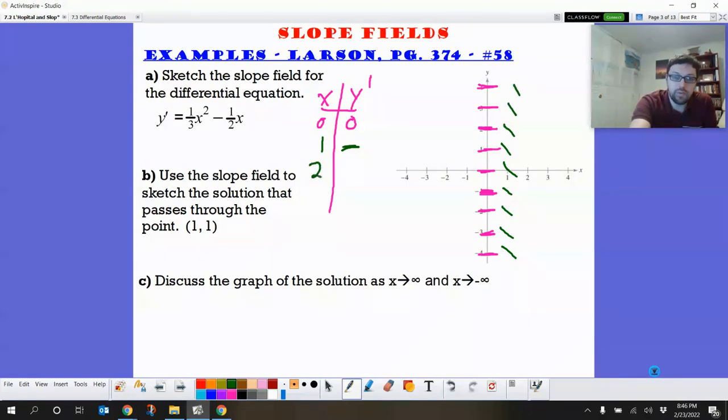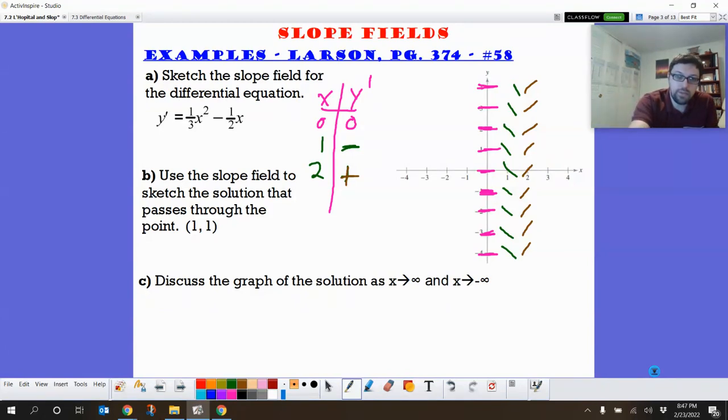If I do 2, that'll be 4/3 minus 1. So that'll be positive. So now all my lines are going to go up. Like that. Oh, those last two are bad. My elbow moved. Like that.